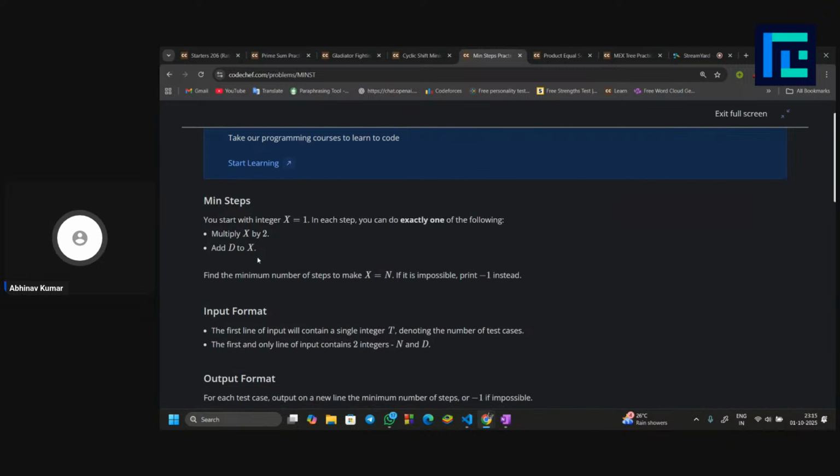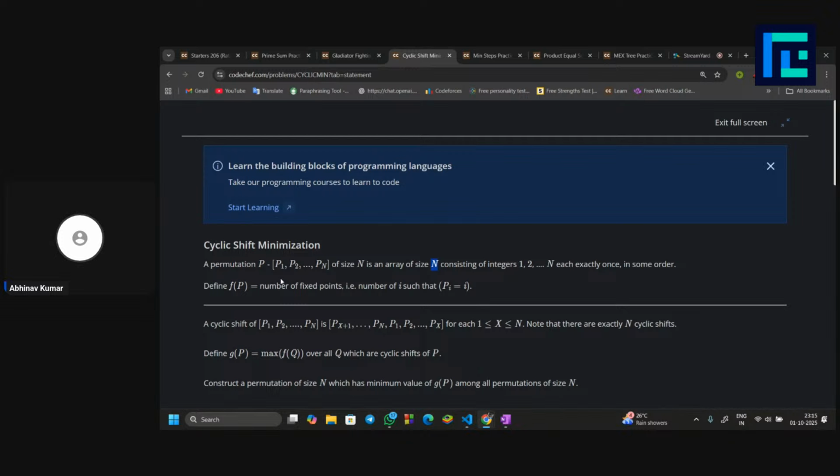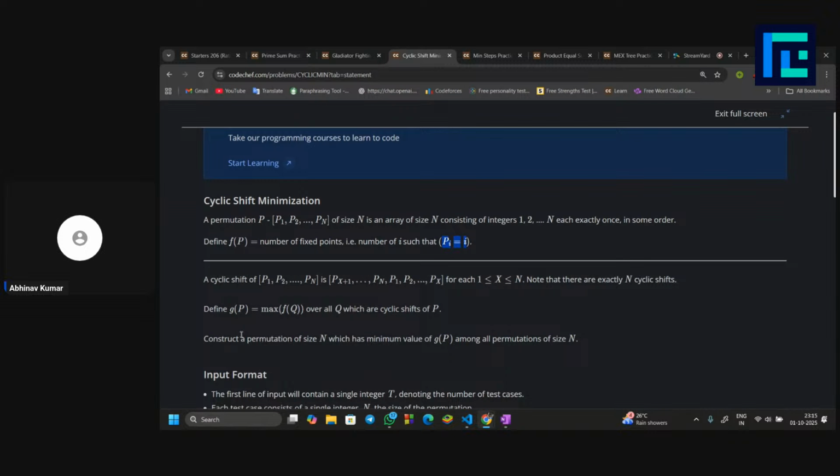Okay, so let's move to the cyclic shift minimization. A permutation P of size n is an array of size n consisting of integers from 1 to n, each exactly once in some order. Define fP as the number of fixed points, that is, the number of indices i such that Pi is equal to i. So you have a permutation, and fP is the number of indices where the value at the ith index is i itself.